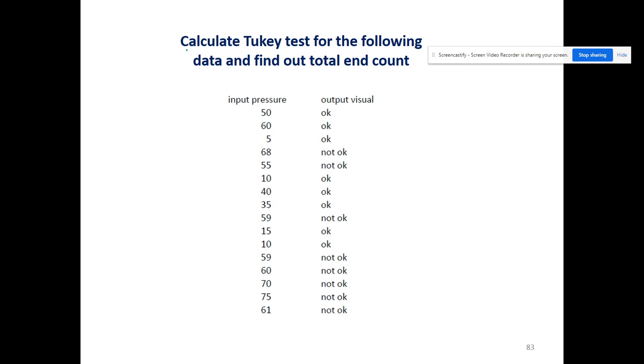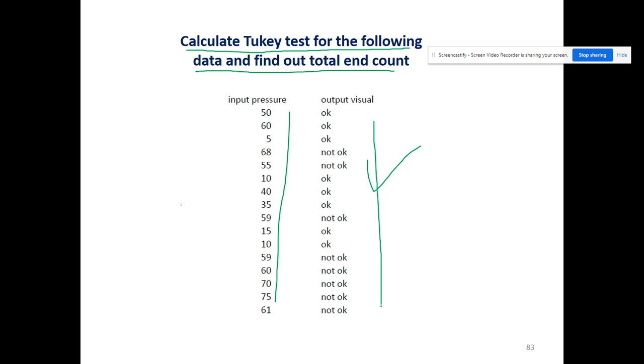So this is an example for you. Calculate the Tukey test for the following data and find out the total end count. So this you shall work out. Because this is a Lean Six Sigma white belt course, when you are applying for the examination, all this working summary will help you. And we will also give another set of examples you have to write in the exam. So for this data, you can work out the Tukey test and find out the total end count, and find out whether the input pressure is acting towards the output pressure.